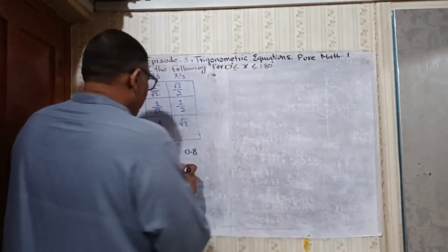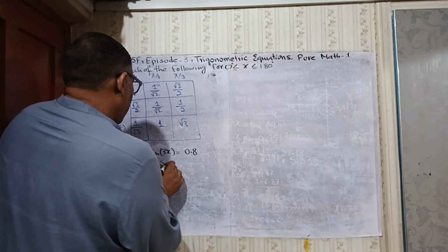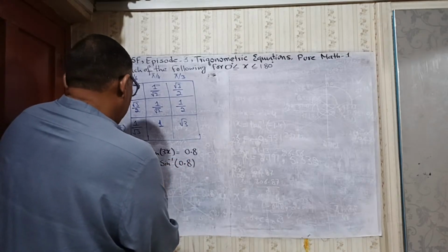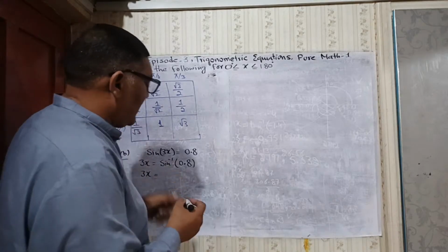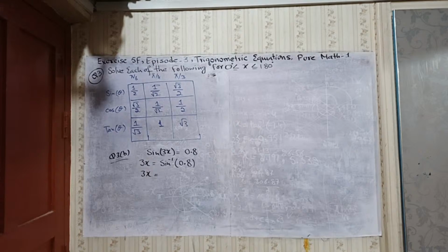I will take this sine to the other side. So you will have 3x equals sine inverse of 0.8. The 3x will be equal to sine inverse of that positive 0.8. Since this is positive, it will be in the first quadrant or in the second quadrant. In the third and the fourth quadrant, the sign is negative.